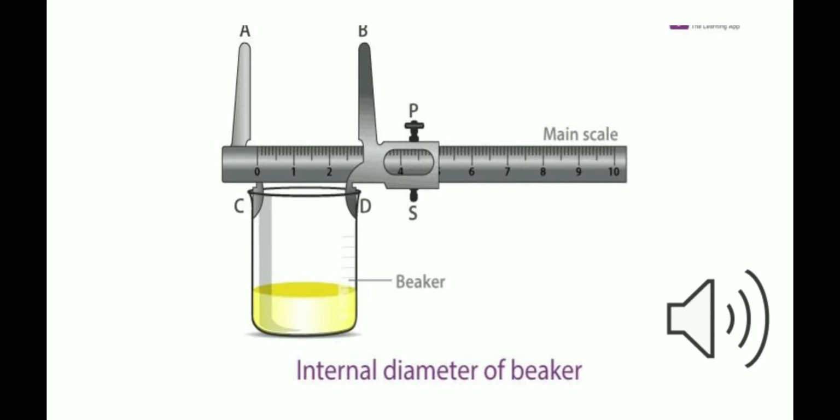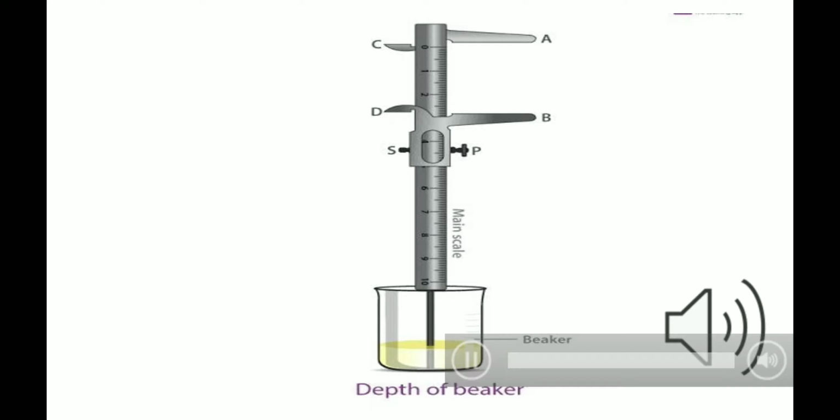So we go to the next slide. So here we can see that there is a strip measuring the depth of the beaker. Now, this strip is connected to the vernier scale only. As the vernier scale slides, the strip opens. And as it goes back, the strip closes. So you can see as it is opening, it is moving away from A and C jaws. So it has opened, it has come away, and so it is measuring the depth of the beaker.